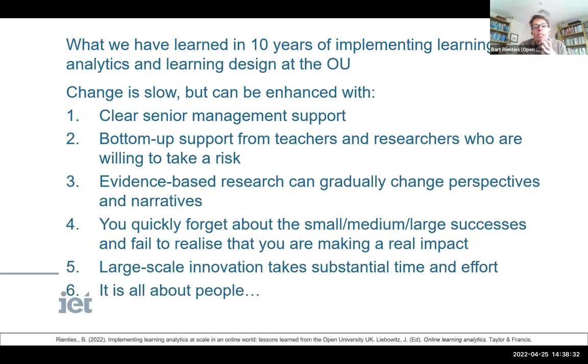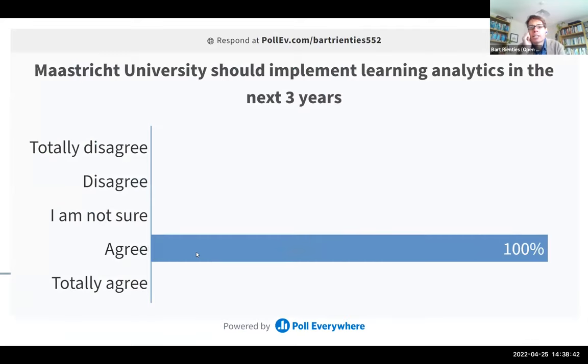I didn't really know who would join us today, so I made some Poll Everywhere slides. If you go to the next slide, I posted a link. You don't have to leave your name behind if you don't want to. I won't use your data, but if you click on the link, I didn't know which university would join, so I just put Maastricht University in as the handle. But it's basically: should your university implement learning analytics in the next 3 years?